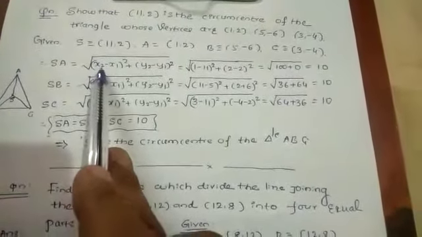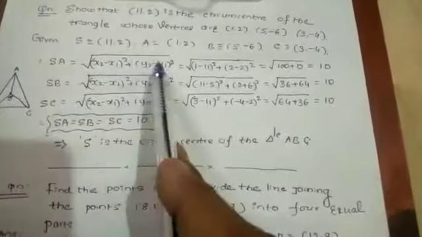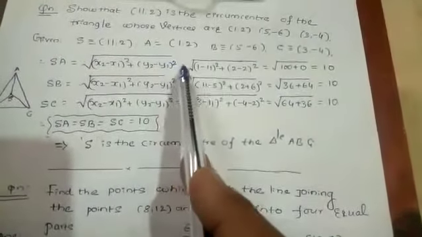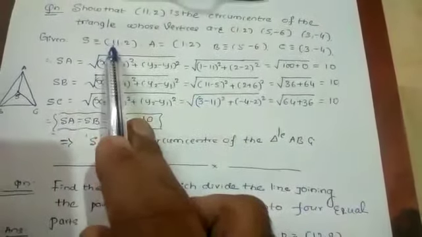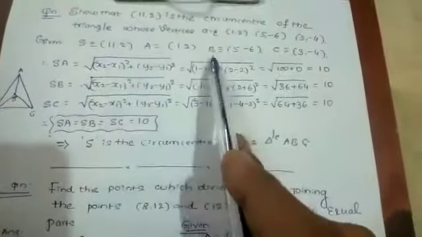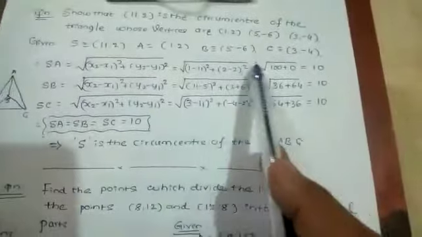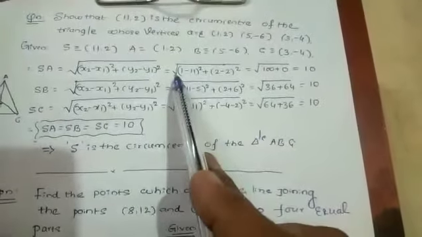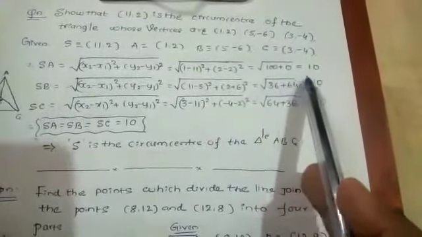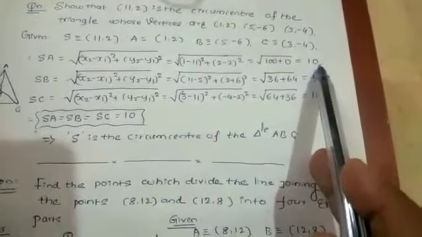Same distance formula, that is root of (x2 minus x1) whole square plus (y2 minus y1) whole square, which is root of (1 minus (-1)) whole square plus (2 minus 2) whole square. 2 minus 2 is 0, and -1 minus 1 gives 10 square, that is 100, root of 100 is 10.